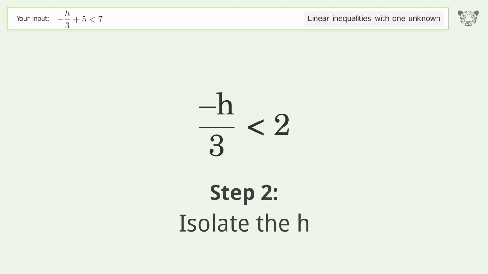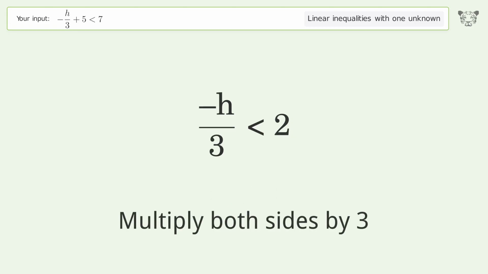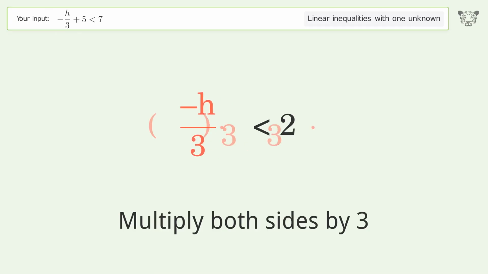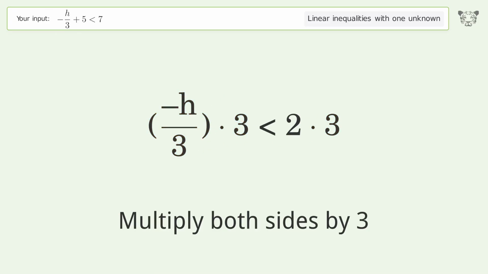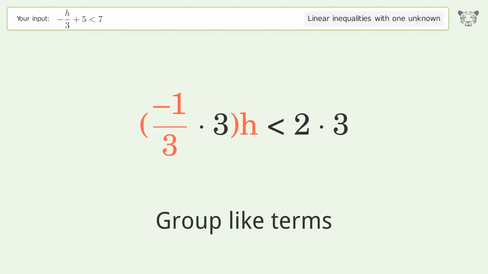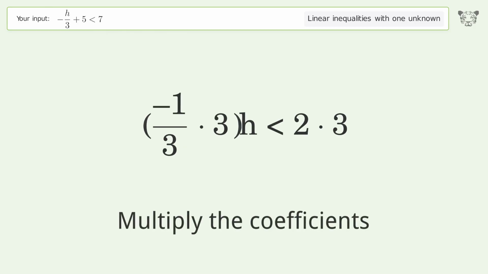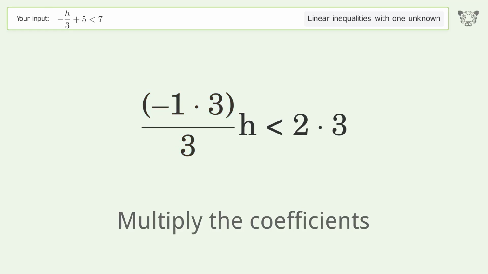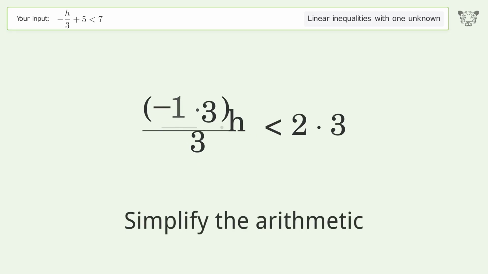Isolate the h. Multiply both sides by 3. Group like terms. Multiply the coefficients. Simplify the arithmetic.